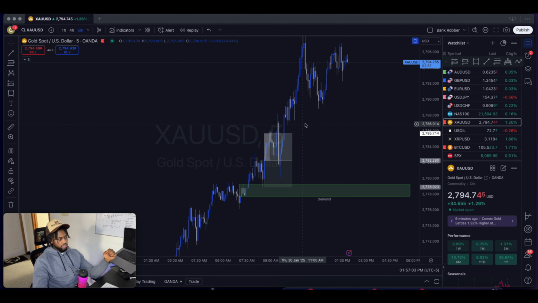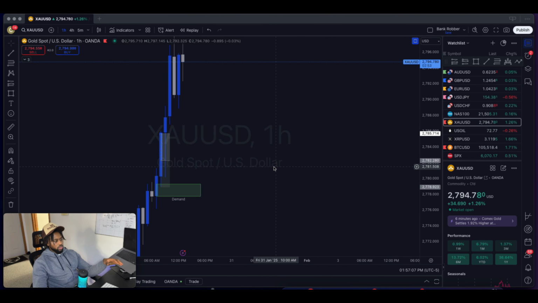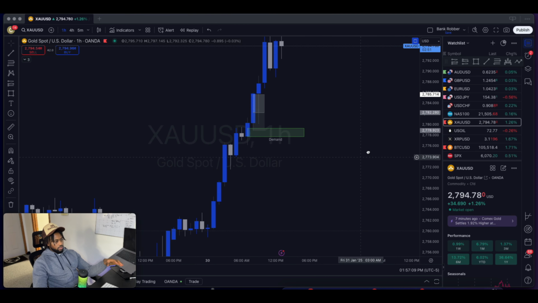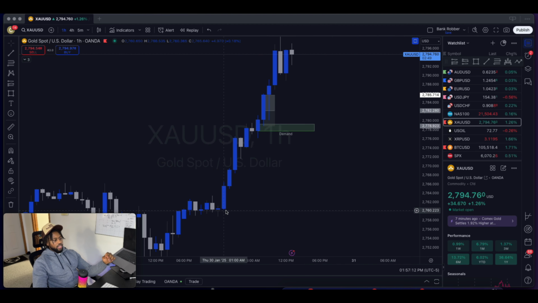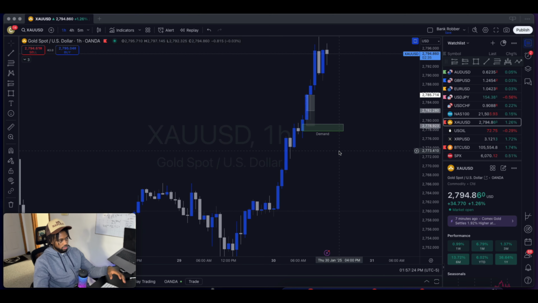Jumping over to TradingView, start off at the hourly time frame. We're looking at macros here. Since yesterday at the meeting, when the meeting minutes released at 2 p.m., we've been nothing but bullish. This is extremely bullish. We broke this structure right over here, and we broke structure right over here. So there's no reason for me to be looking for shorts.